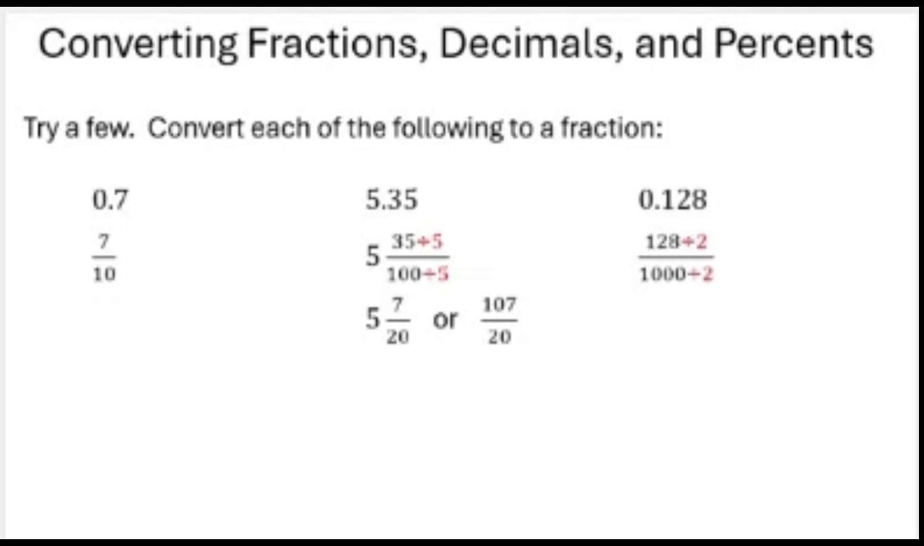We're going to reduce that. Divide top and bottom by 2. 64 over 500. Oh, they're both still even. Divide by 2 again. 32 over 250. Oh, they're both still even. Divide by 2 again. 16 over 125, and there we go. That won't reduce any further.